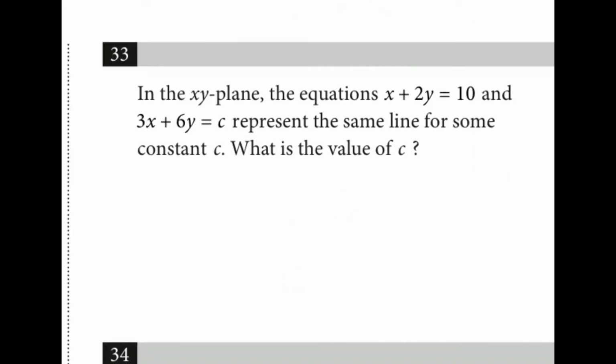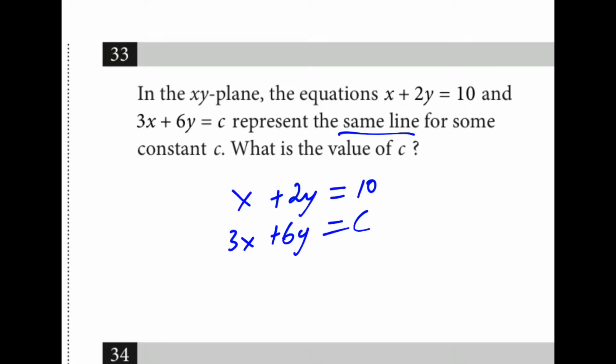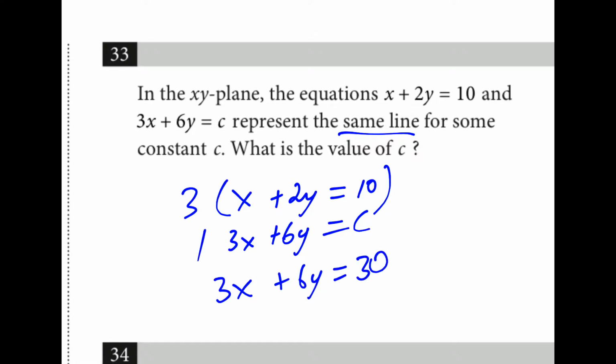For 33, these two equations represent the same line for some constant c. If you look at the coefficients of the x and the y values, if we just took this top equation and multiplied the entire thing by 3, we would get 3x plus 6y is equal to 30. So if these two things are the same, c is going to have to be 30.